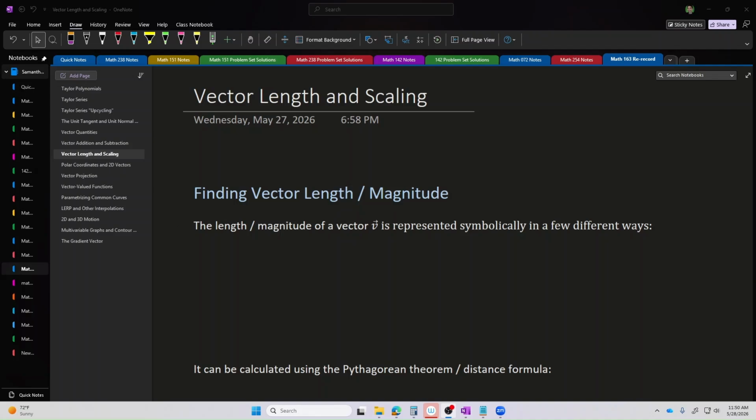In this video, we're going to talk in more detail about vector length. And we're also going to talk about a vector operation called scaling, which is an operation designed to change a vector's length. So first of all, some notation.